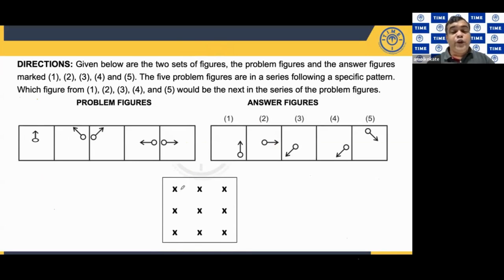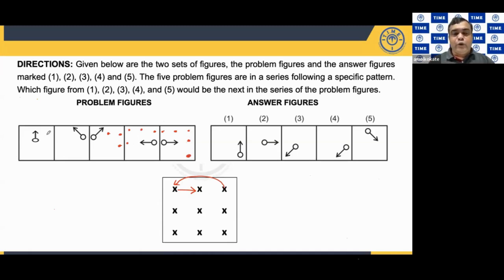First figure to second figure, you're just moving one position ahead. Second to third figure, you're going 2 positions back. Then third to fourth figure, you're going 1, 2, 3 positions ahead, meaning you're moving 3 positions clockwise. Next figure, you're moving 1, 2, 3, 4 positions anti-clockwise. And now you'll move 1, 2, 3, 4, 5 positions clockwise.